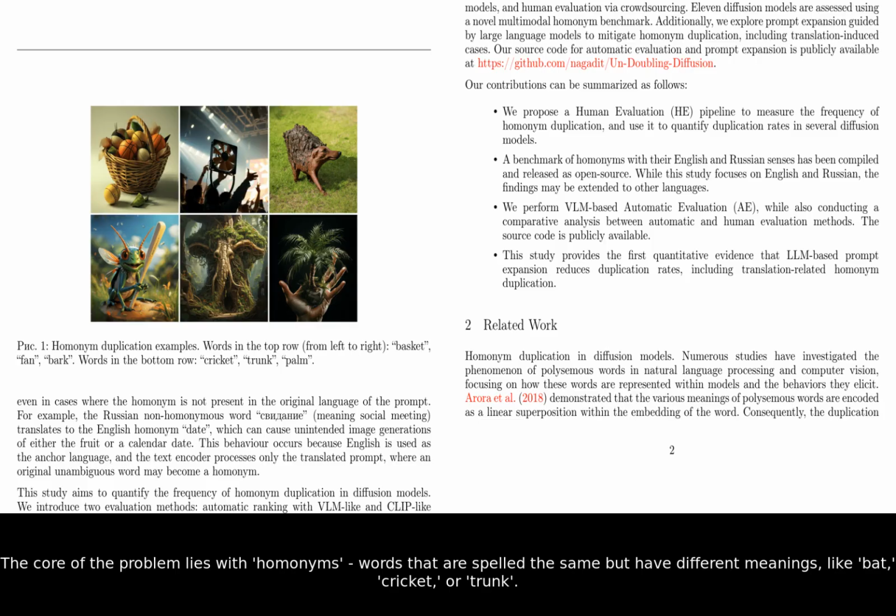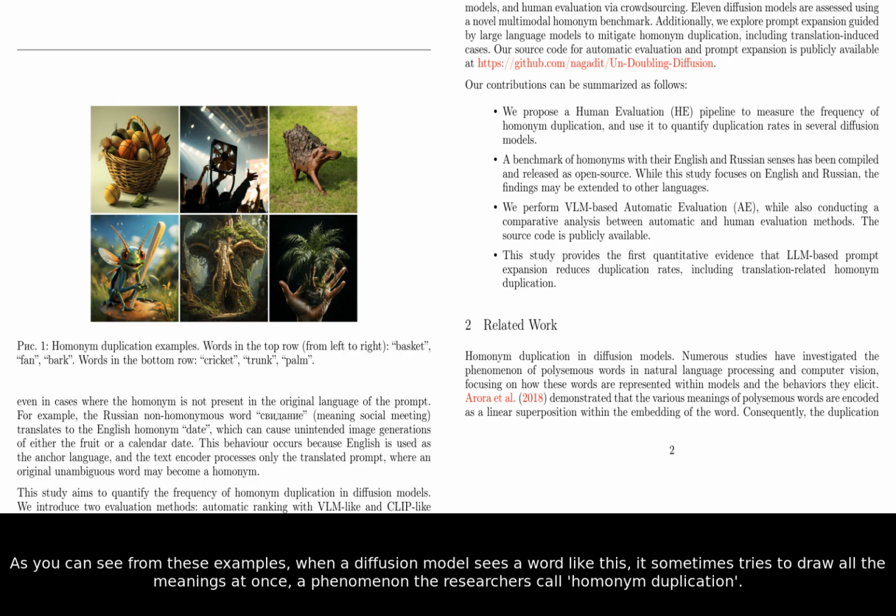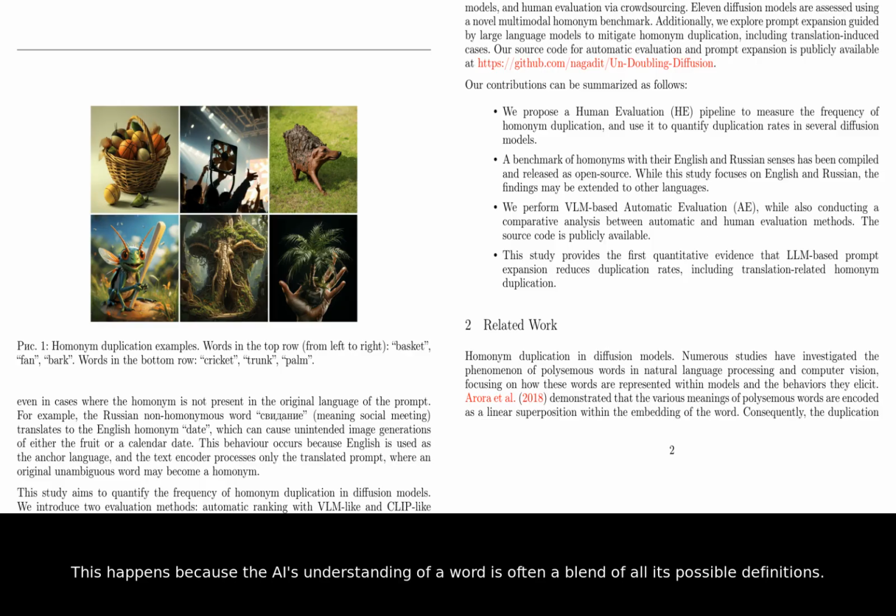The core of the problem lies with homonyms, words that are spelled the same but have different meanings, like bat, cricket, or trunk. As you can see from these examples, when a diffusion model sees a word like this, it sometimes tries to draw all the meanings at once, a phenomenon the researchers call homonym duplication. This happens because the AI's understanding of a word is often a blend of all its possible definitions.